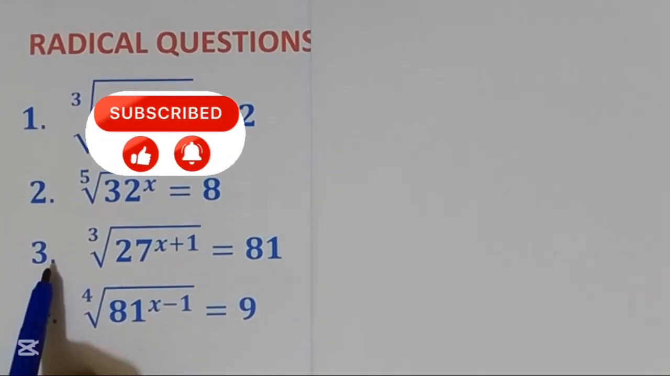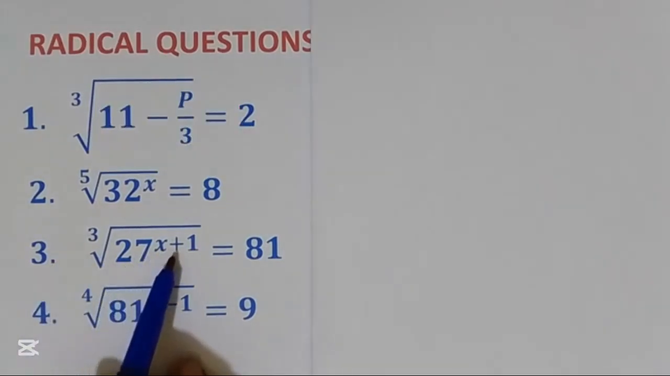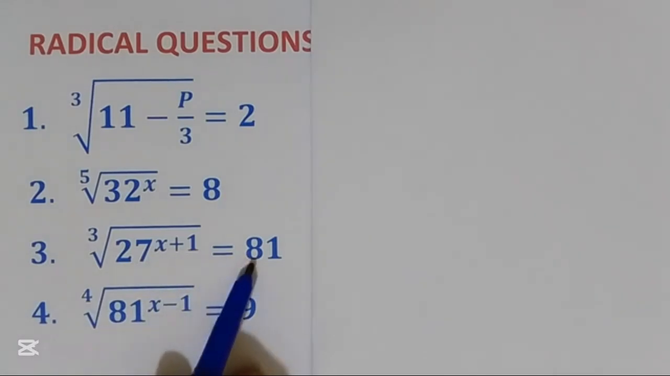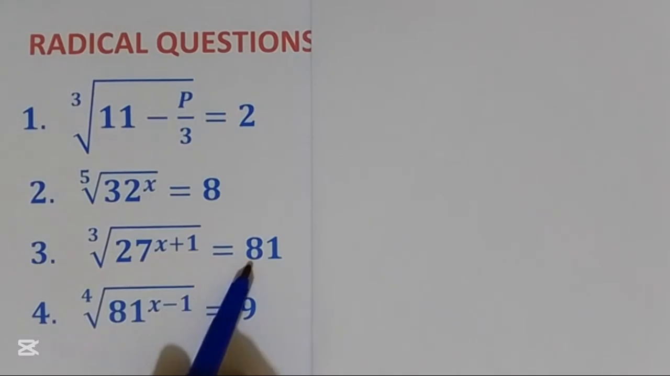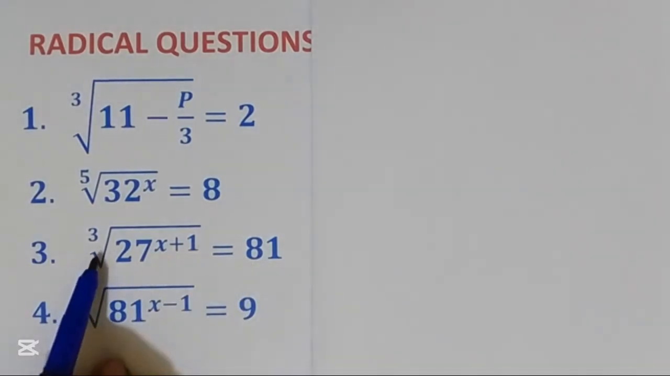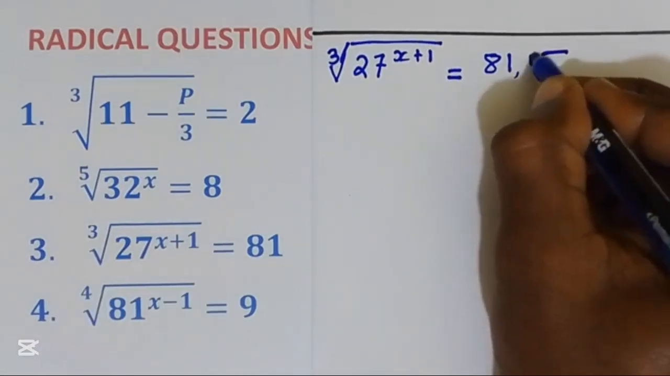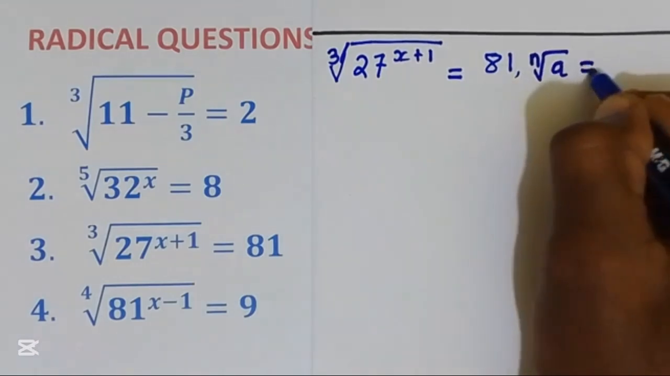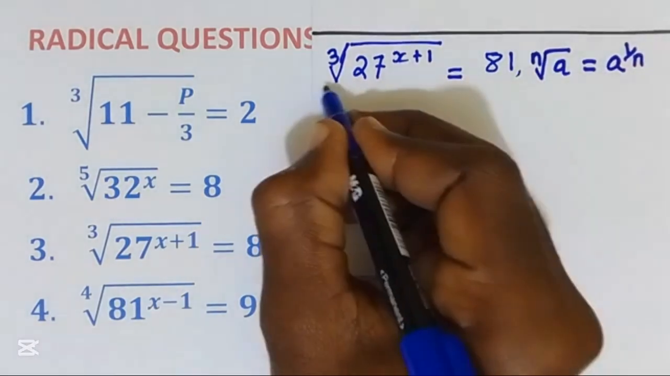Let us do question number 3. We have the cube root of 27 power x plus 1, equal to 81. First, I'm going to put 27 and 81 to the base of 3. And also, I'm going to get rid of this cube root. We know that the nth root of a is equal to a power 1 over n. I'm going to apply this here.